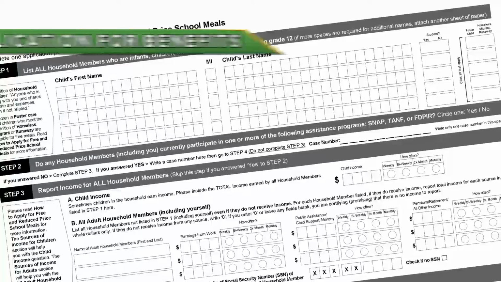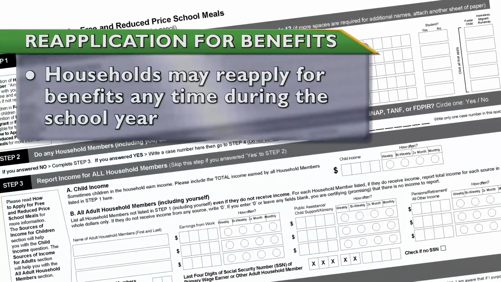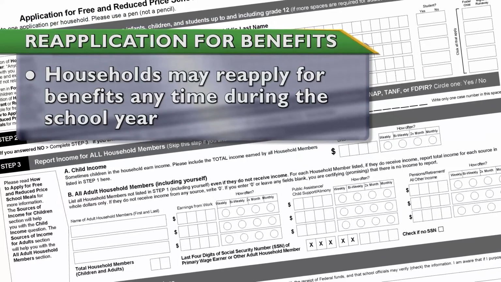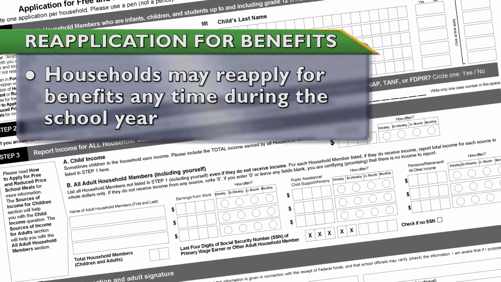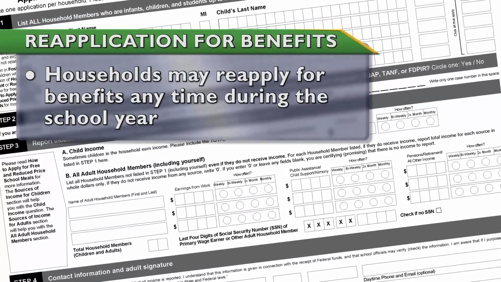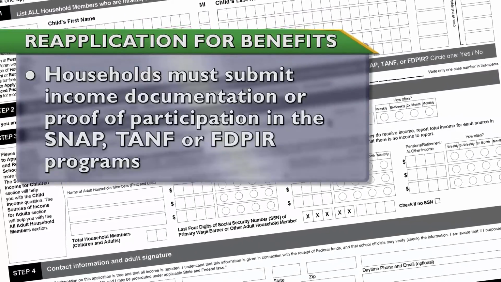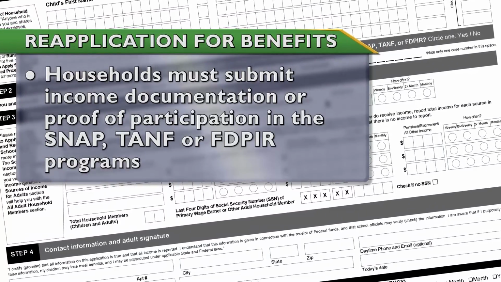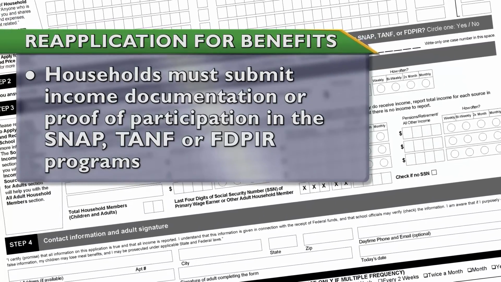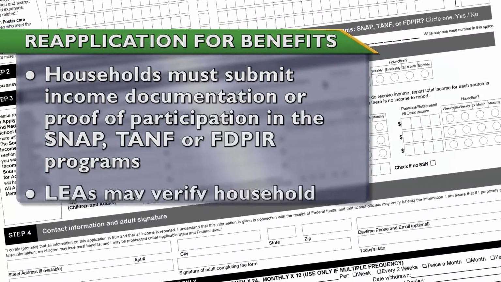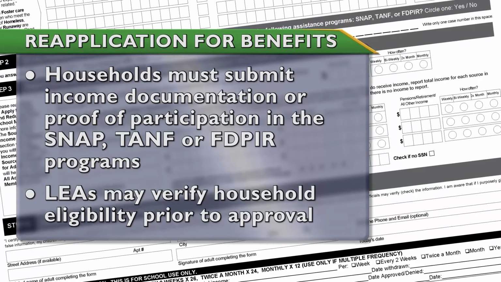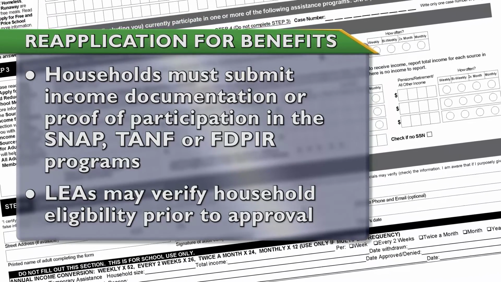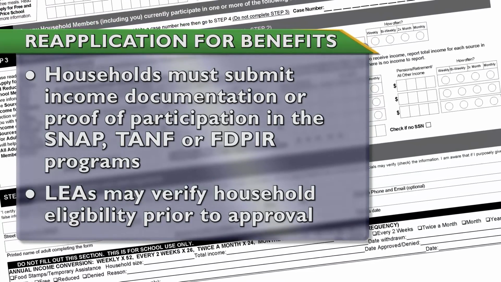Households affected by a reduction or termination of benefits may reapply for benefits at any time during the school year. However, those households that reapply in the same school year and were terminated for failure to respond to verification efforts must submit income documentation or proof of participation in the SNAP, TANF, or FDPIR programs at the time of reapplication. The LEA may verify the household's eligibility prior to approval. These are not considered new applications, since these households did not comply with the verification requirements.